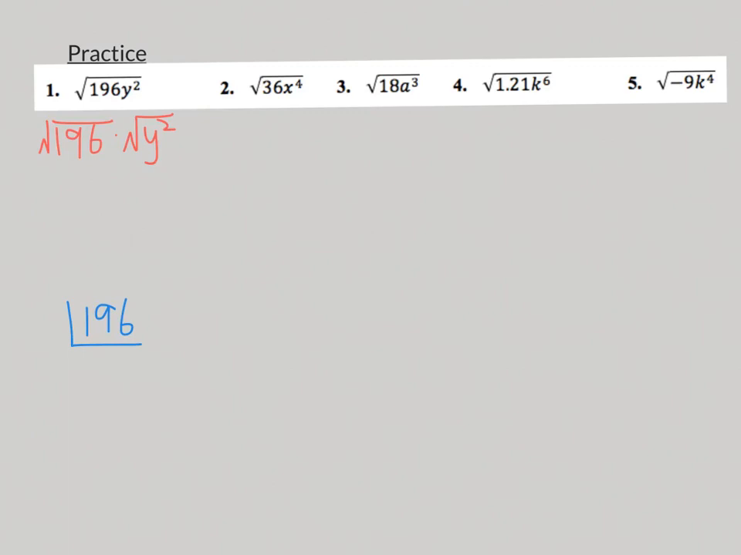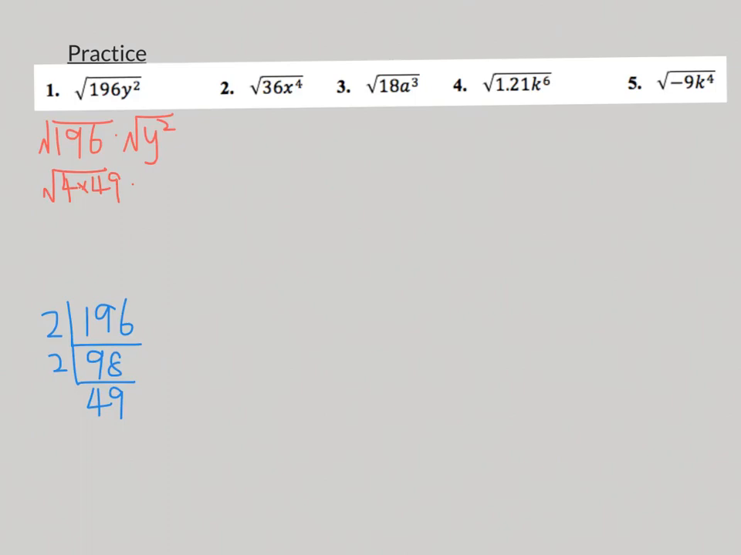196 is an even number. If I divide it by 2, I'll get 98. And then I can continue to divide 98 by 2. I realize I get 49. So I can now write the square root of 196 as the square root of 4 times the square root of 49.